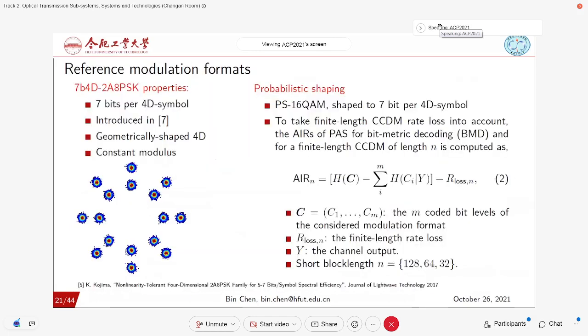And then we compare two baselines. One is also proposed by Mitsubishi, called the 4D288 PSK, but the spectral efficiency is the same as 7 bit per 4D. And at the same time, we also compare with probabilistic shaping, where we shape the constellation PS16QAM to have the same entropy, a spectral efficiency of 7 bit per 4D. And also we consider their implementation penalty, for example, the short block length rate loss. And here the short block length I list here is the parameters we consider.